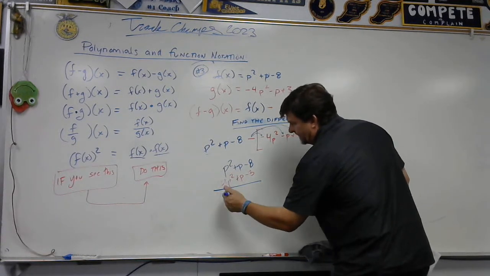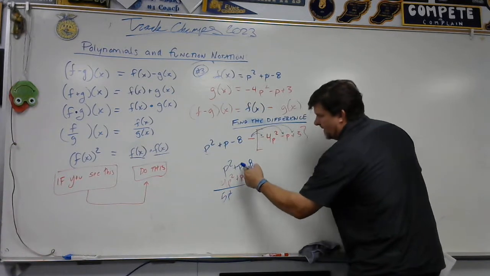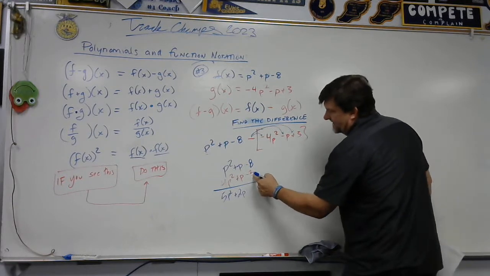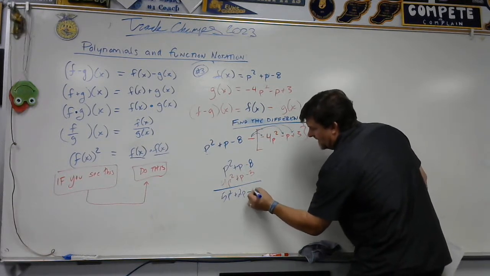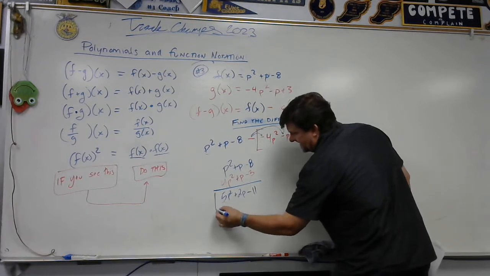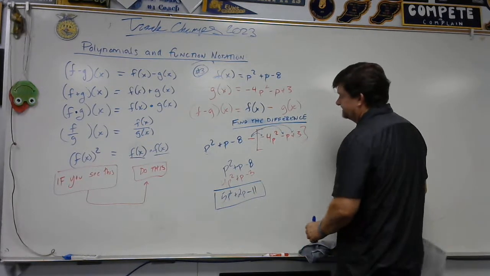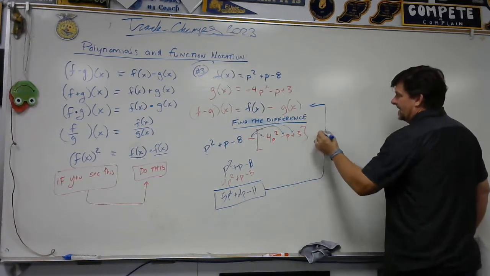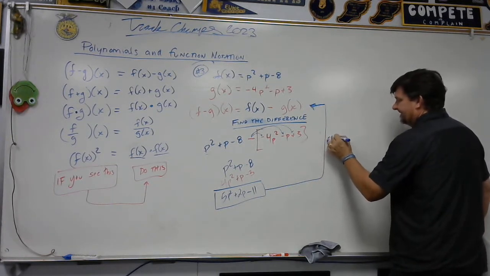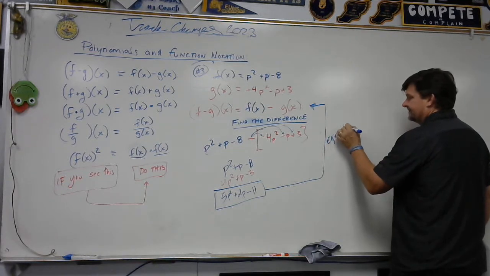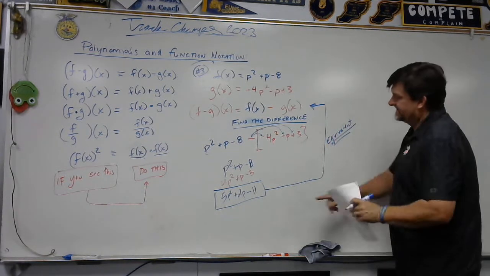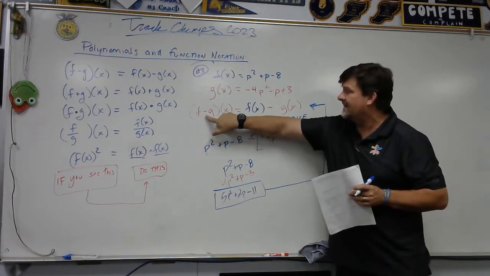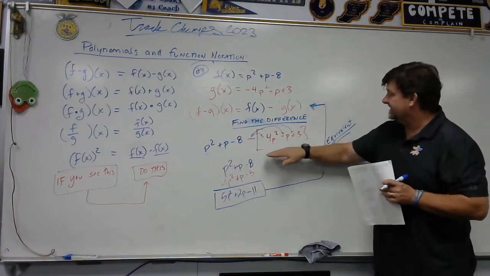P squared plus 4p squared is 5p squared. P plus p is 2 of them. Negative 8 plus negative 3 is negative 11, and that is my equivalent. So this answer is equivalent to f of x minus g of x, which is equivalent to f minus g, which is equivalent to this one.